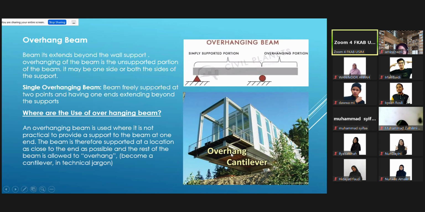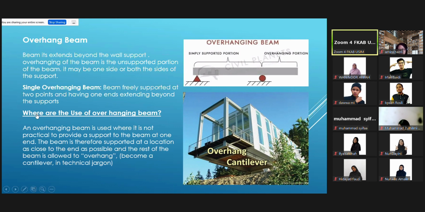But visually it looks like it's not safe, but it is safe. It's more like a design feature, especially when you have a house protruding from the slope here. It looks a bit outstanding. The single overhang beam is basically a beam freely supported, as mentioned earlier.